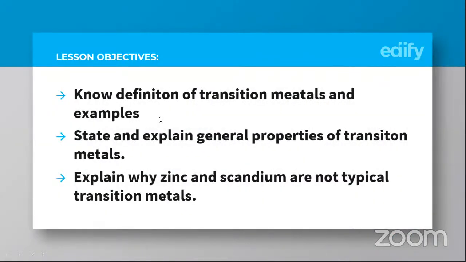So these are the things that should be our targets today. First of all, by the end of this lesson, we should know how to define a transition metal, and give examples. Then we should be able to state and explain general properties of transition metals, and also explain why zinc and scandium are not typical transition metals. So that's what we need to cover today. Let us all aim at that. By the end of this lesson, every one of us should be able to do the 3 objectives that we have.